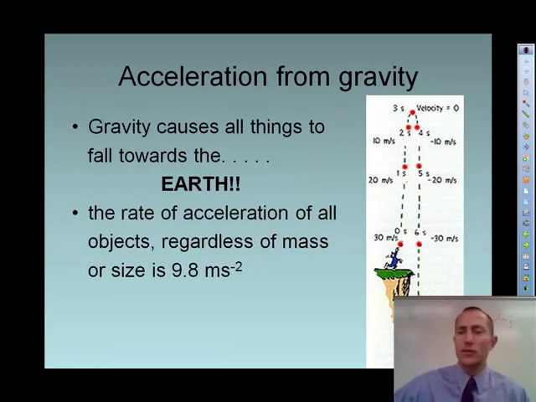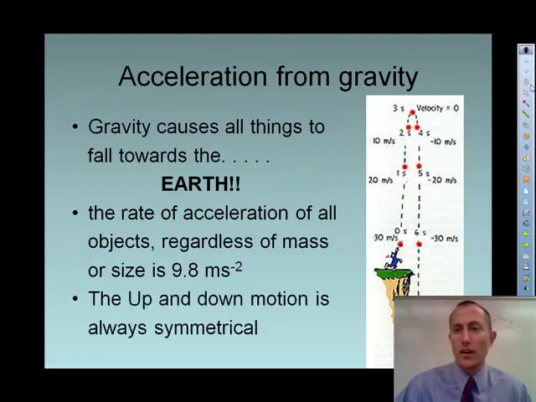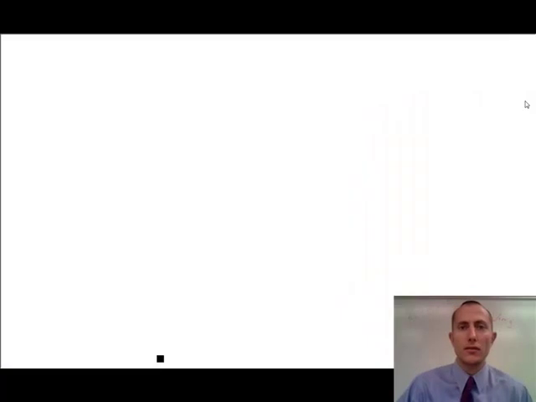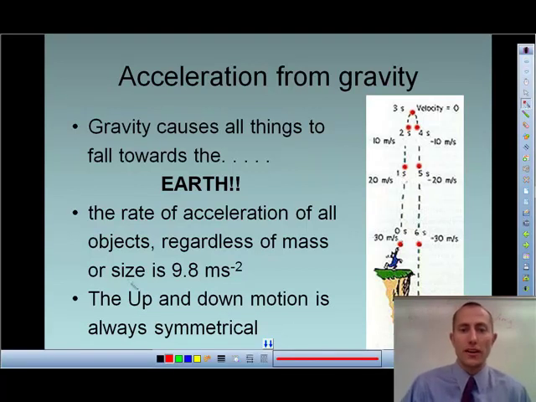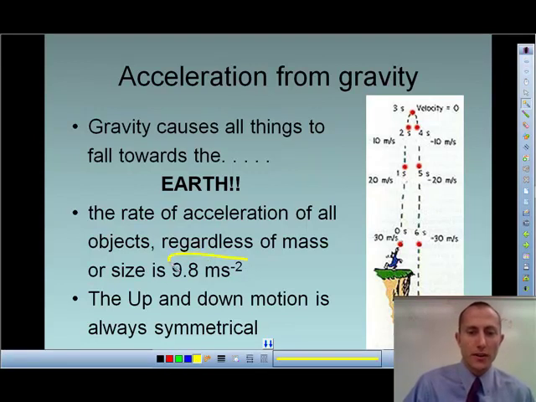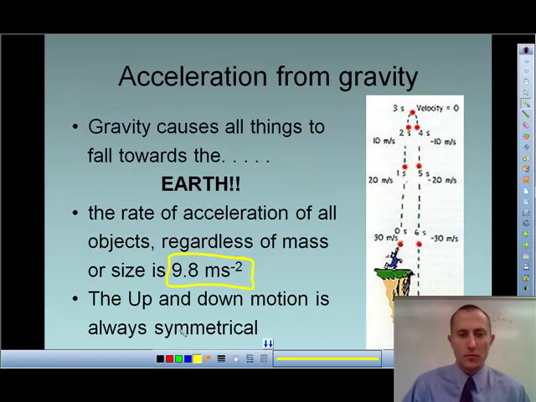And because the acceleration is always in the same direction, it gives us some symmetrical paths that we can analyze when objects are being thrown up or falling down. The magnitude of that particular acceleration that has been experimentally found on Earth is around 9.81 meters per second squared. And that does vary a little bit depending on your altitude, and we'll talk more about why that is a little bit later on.